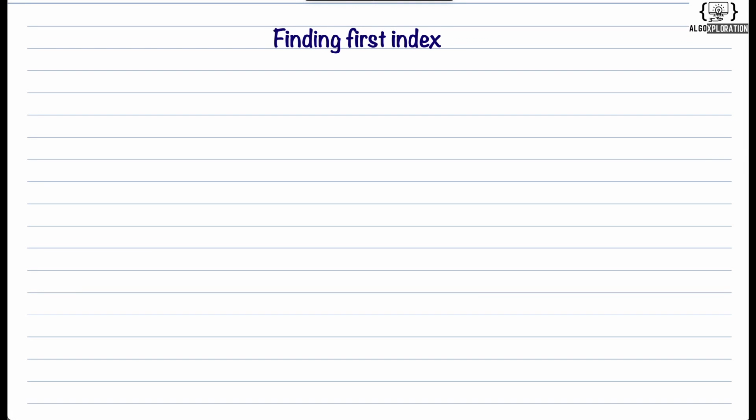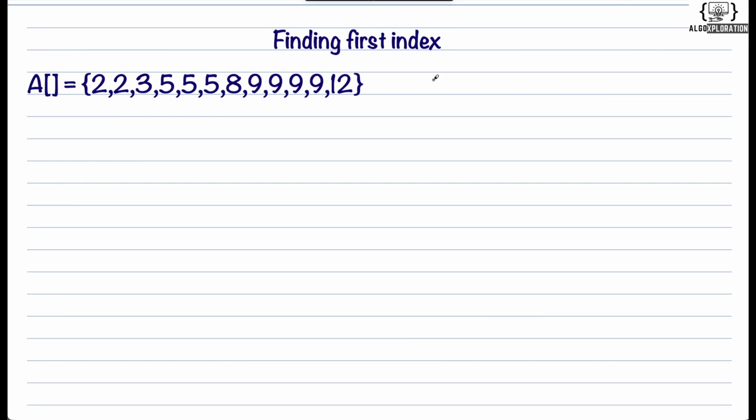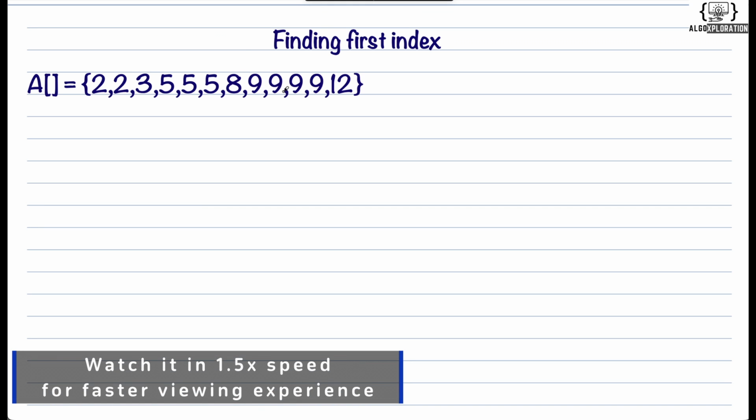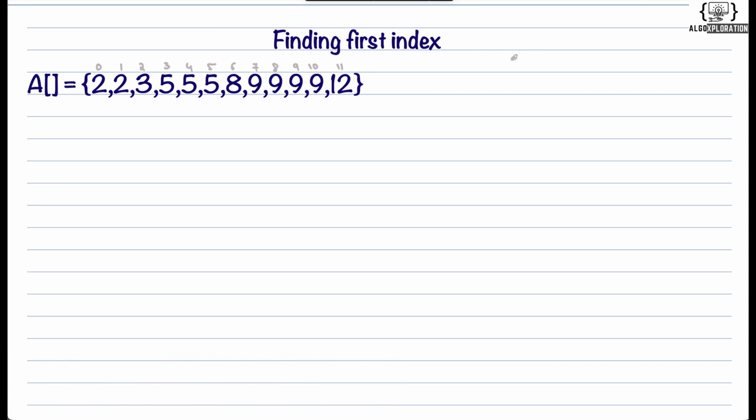So hi, in today's lecture we are going to find the first index of the targeted element. They are giving us an array in sorted order, and we have to find the first index of that element. If the target value is 9, then we have to return 7 as an answer, because the first index of that element is present at index 7. If the target value is 5, then we have to return 3 as an answer. So I believe you got it.